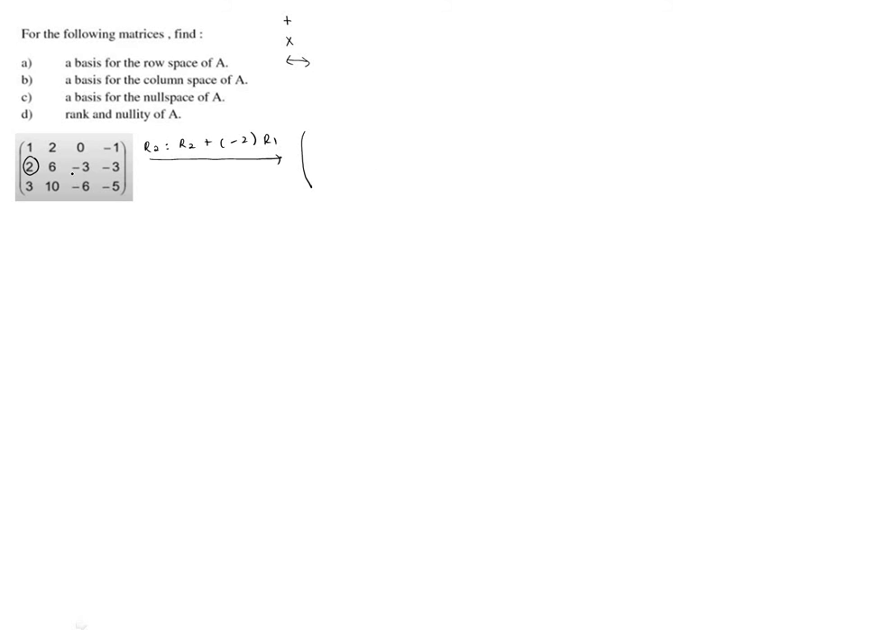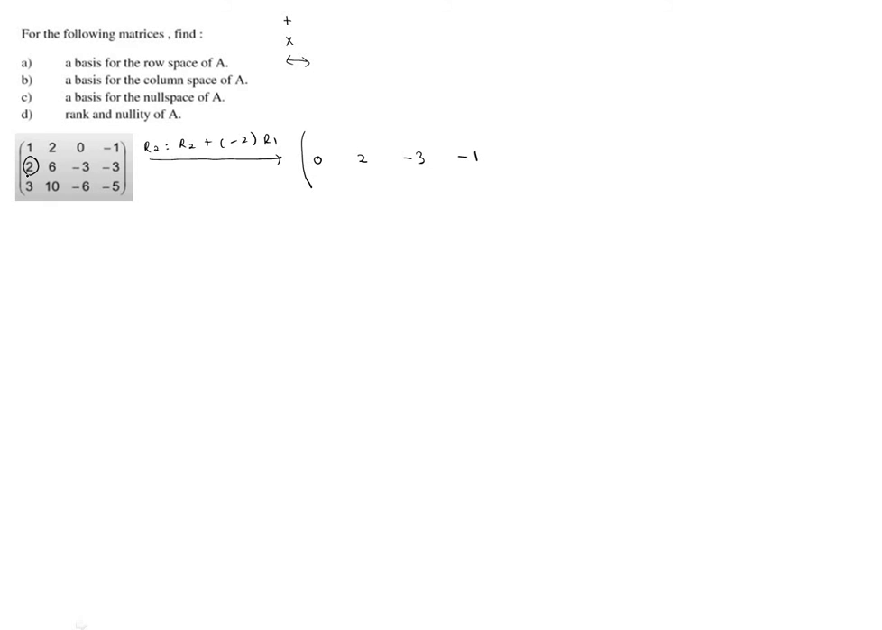We want to change R2. 2 minus 2 is 0. 6 minus 4, we get 2. And then negative 3 minus 0 is still negative 3. Negative 3 minus negative 2, we get negative 1.